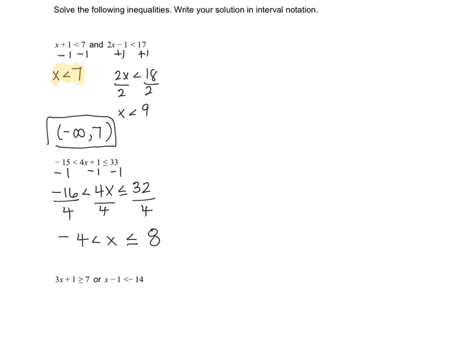Now, when I write my solution in interval notation, the left side of my interval is going to be negative 4, the right side is going to be 8, and if I'm picking out my parentheses and brackets, we have x greater than negative 4 on the left, so that's a strictly greater than, so it gets a parenthesis. And we have x less than or equal to 8, so we have an equal to, so it's going to get a bracket.